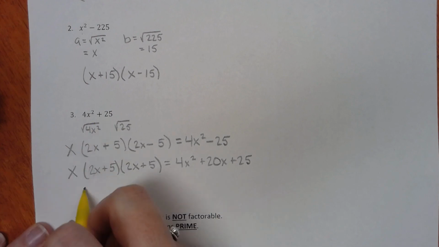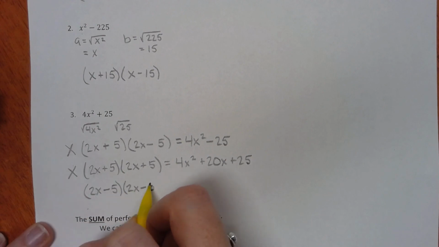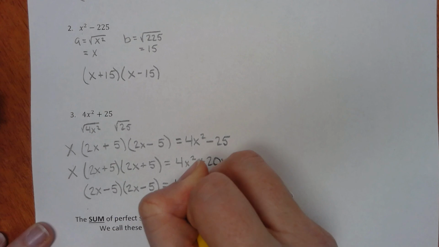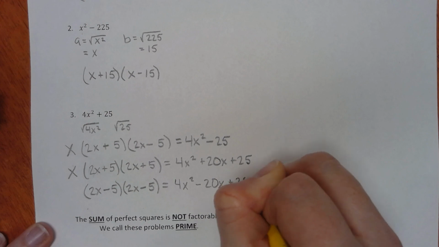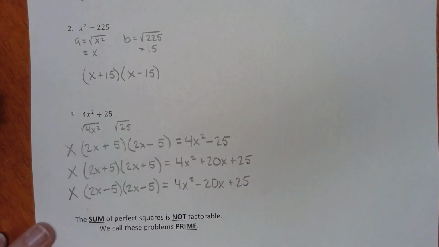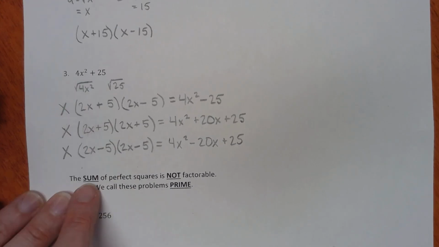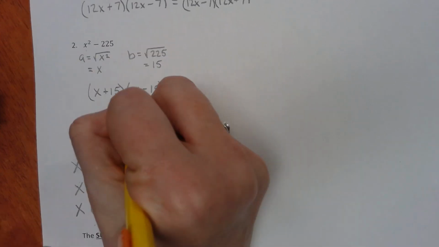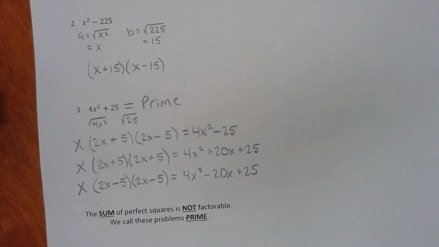So I always have to look at all the options. What about 2x minus 5 and 2x minus 5? So again, if you distribute that out together, you'll end up finding 4x squared minus 20x plus 25. So once again, that is not the factored form. So looking at our note here, the sum of perfect squares, so there's a plus sign, is not factorable. We call these problems prime. So recognize as soon as it has a plus sign with perfect square terms, your answer would just be prime.